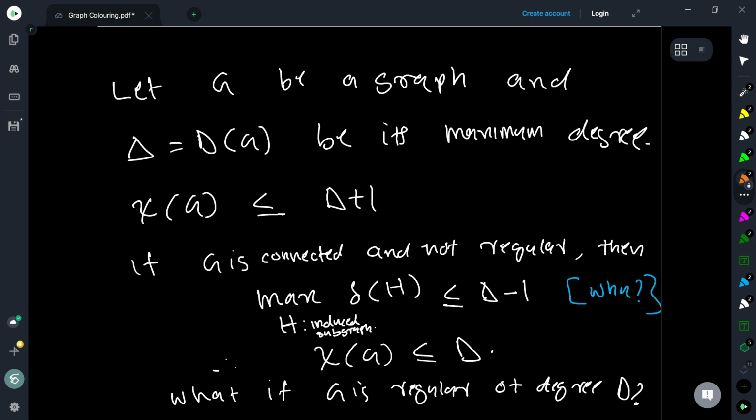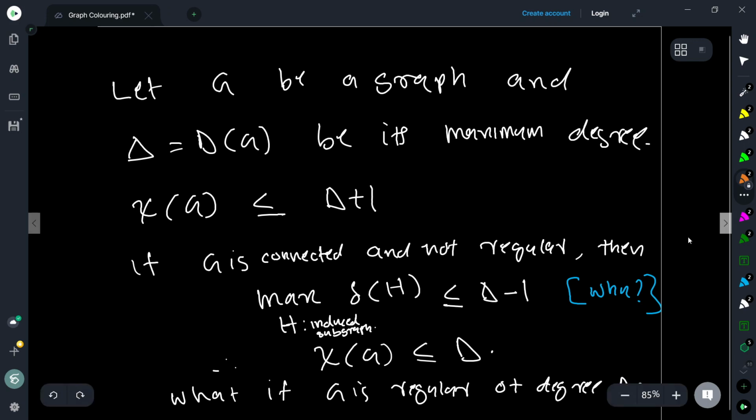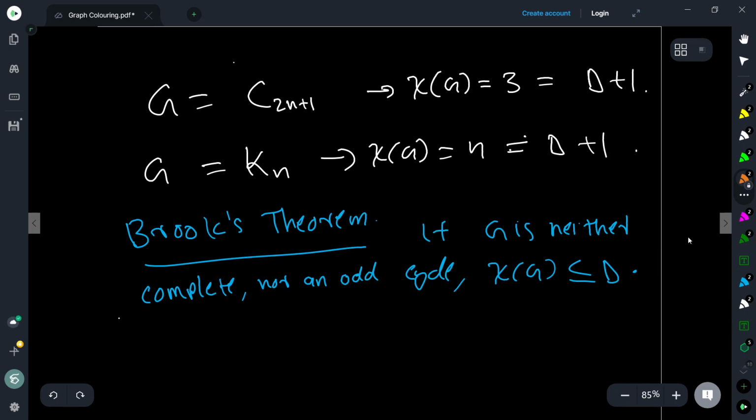So the theorem by Brooks answers this. What we know is that if the regular graph we are looking at is the odd cycle, then the odd cycle requires 3 colors. The cycle has degree 2, it's 2-regular, but it requires delta plus 1 colors, which is 2 plus 1 equals 3. So if the graph is an odd cycle, we need delta plus 1 colors. We cannot do it with delta.